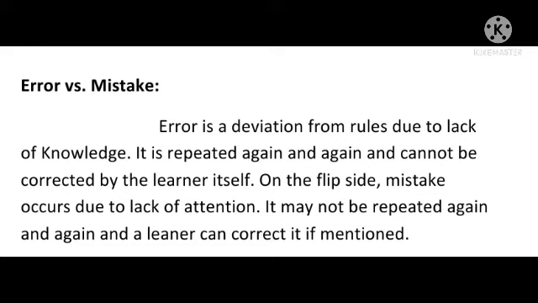An error is a deviation from rules due to lack of knowledge. It is repeated again and again and cannot be corrected by the learner himself or herself. On the flip side, a mistake occurs due to lack of attention. It may not be repeated again and again, and a learner can correct it easily if mentioned.